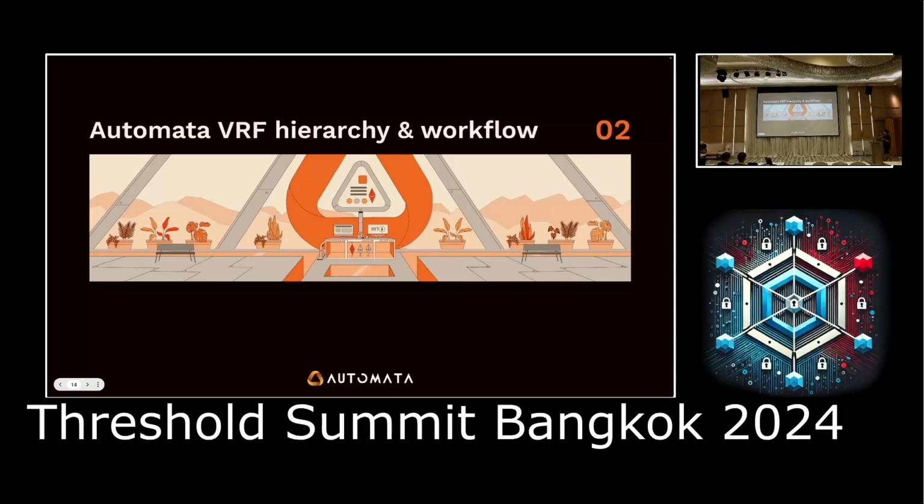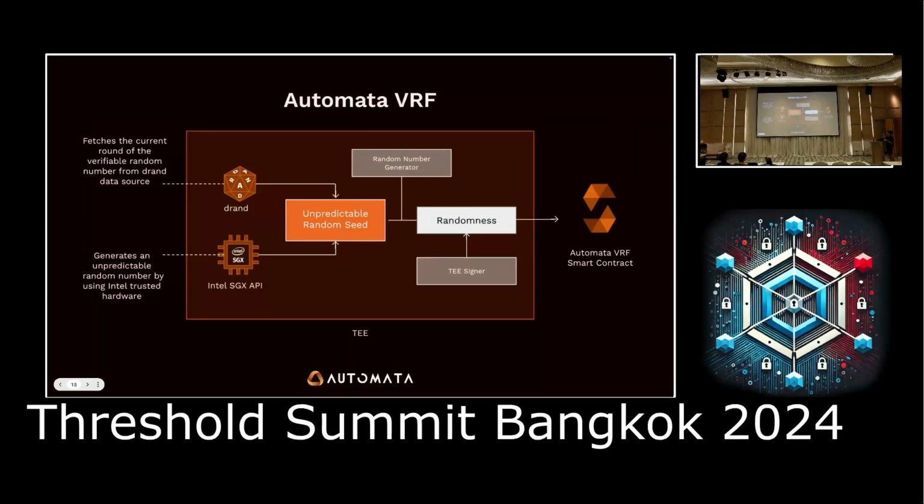And next, I will introduce the hierarchy about the whole thing and the workflow. As I mentioned, there are two kinds of input source. One is coming from the DRAM, and the second one is coming from the Intel hardware. Inside the enclave application, when it fetches these two kinds of input, it will use them to calculate the final random seed, and then put it into the normal random number generator, and then it will generate the result periodically and submit it to the smart contract.